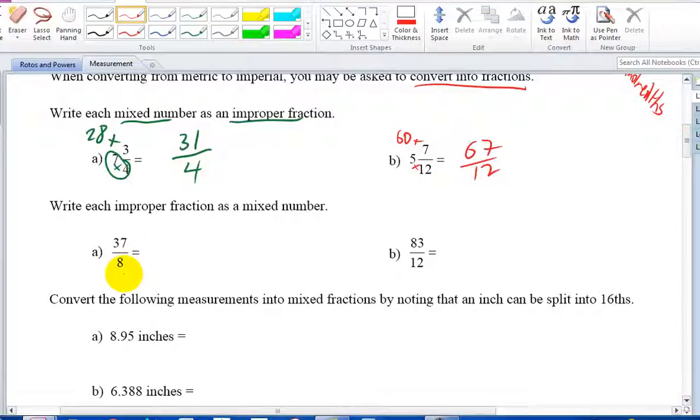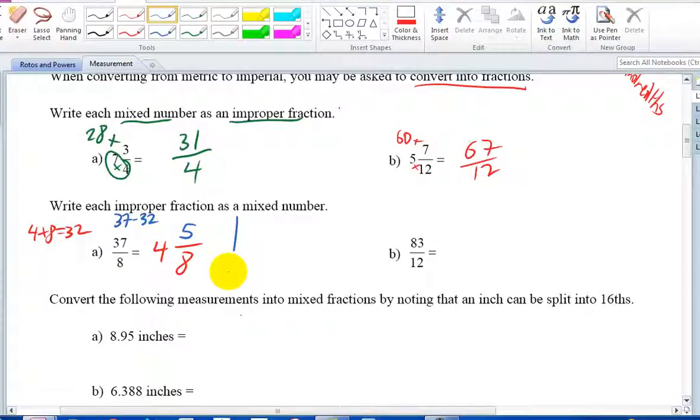How many groups of 8 are in 37? 4. There's 4 whole groups. What's 4 times 8? 32. So if I take away 32, how much is remaining? 5. Okay. Now, if you're stuck at a hard fraction, let's use your calculator.